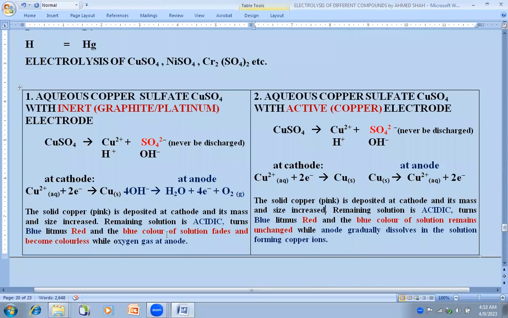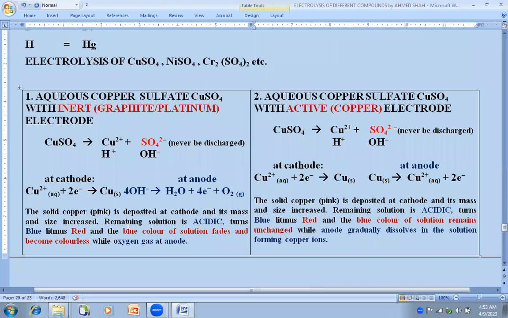The color of the solution fades when an inert electrode is used, but the blue color remains unchanged due to the continuous presence of copper ions from the dissolving copper anode. But both cases have the same results: the solution is acidic, and the size of the copper cathode increases.